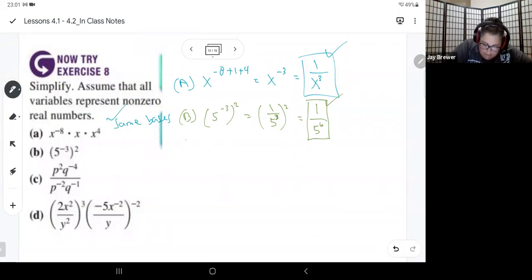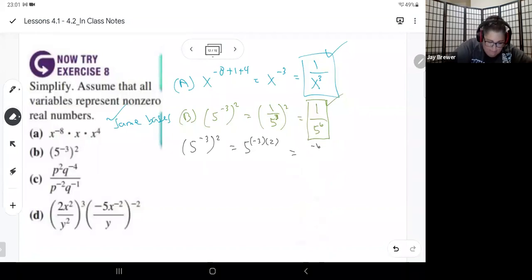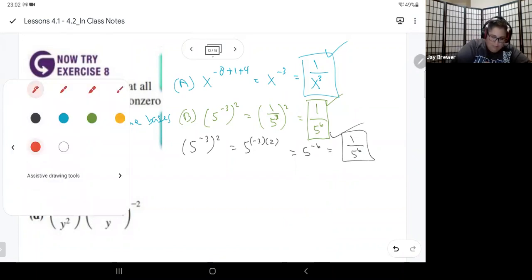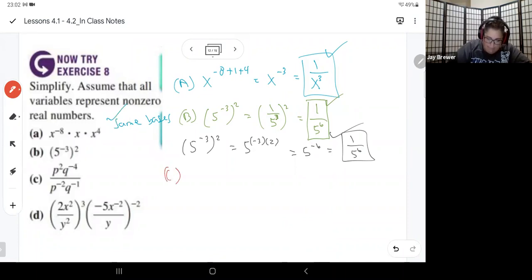The other way to do this one, the second way would be 5 to the negative 3 squared. And then we would multiply that. So it'd be 5 to the negative 3 times 2, which would be 5 to the negative 6th, which would be 1 over 5 to the 6th. You can see they're both the same. Okay, let's do C. Actually, let's just do C straight from where it's at.